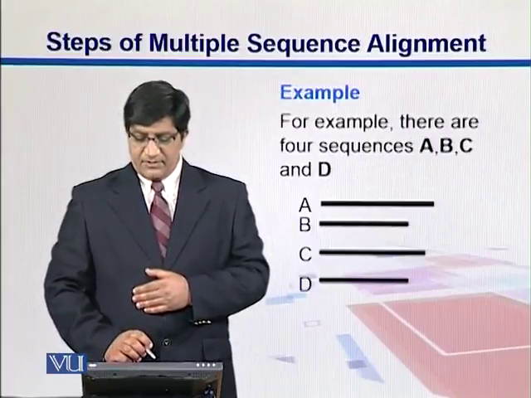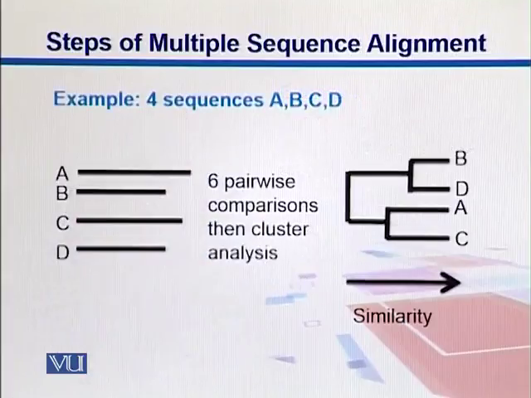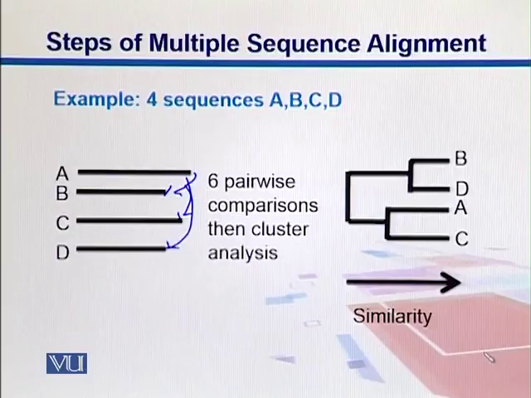So here is an example. We have 4 sequences A, B, C and D. What we do next is we take these 4 sequences and we do those pairwise comparisons. So how many pairwise comparisons are possible? A can go with B, C and D. Same way B can go with C, and B can go with D, and C can go with D. So in this way in total we have 6 comparisons.